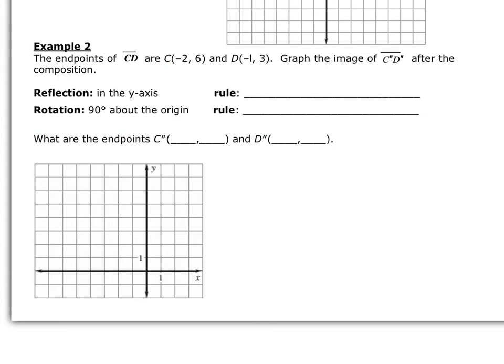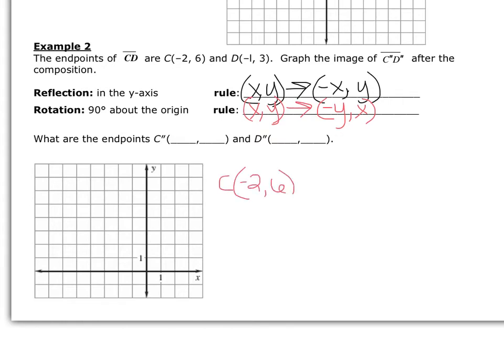All right, example 2, it gives you the endpoints CD. It wants us to graph the image of C double prime after the composition. So we're reflecting in the y-axis. We're always going to make sure we know that rule. So the y-axis is your x is opposite, the y stays the same. If we're rotating 90 degrees about the origin, you're going to take the opposite of y and keep the x the same. And it wants to know what are the final coordinates. So again, I'm going to list these out. C is at negative 2, 6. And D is at negative 1, 3.